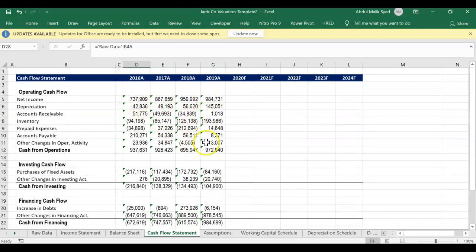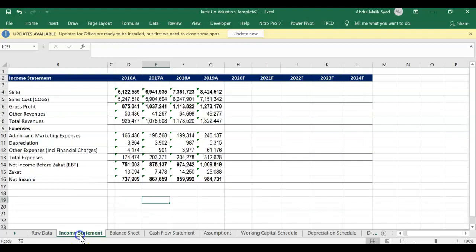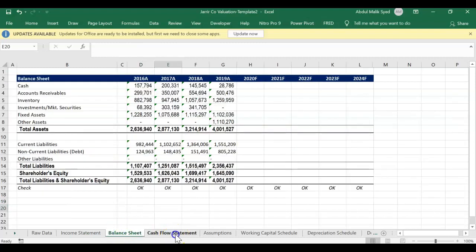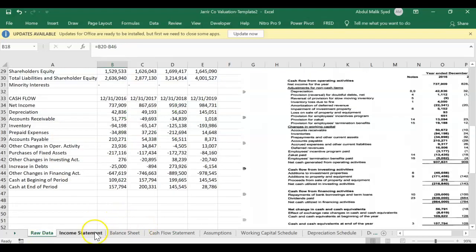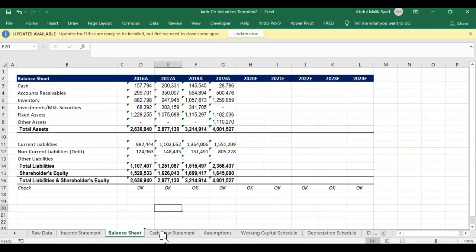So the historical income statement, the balance sheet, and the cash flow statement are done in a way which is based on the Tadawal summarized template, which is available on the Tadawal website. Okay, the one which we got from the raw data. So our job has become easy now.